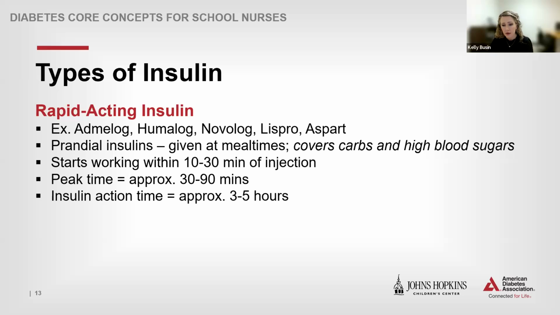So generally, younger children metabolize insulin a little bit slower, on average like 3 to 4, maybe even 5 hours. And then older children usually metabolize insulin a little faster. So their insulin action time might be closer to 2.5 or 3 hours.